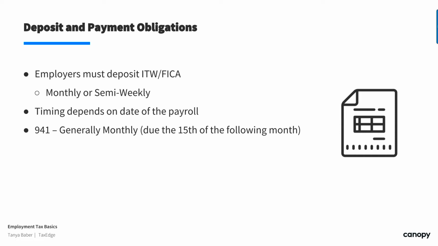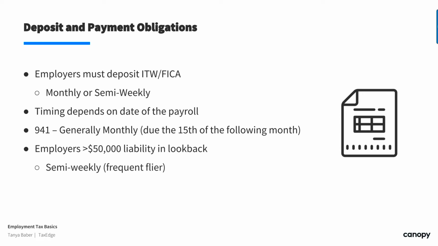And employers who have more than $50,000 liability in their look-back period, we'll talk about that in a second. If you have more than $50,000 liability, in our office we actually call them frequent flyers. They get to pay a lot more frequently. What the look back is talking about is they look back, of course, not given perfect logic, they don't look back in a calendar year like we would.